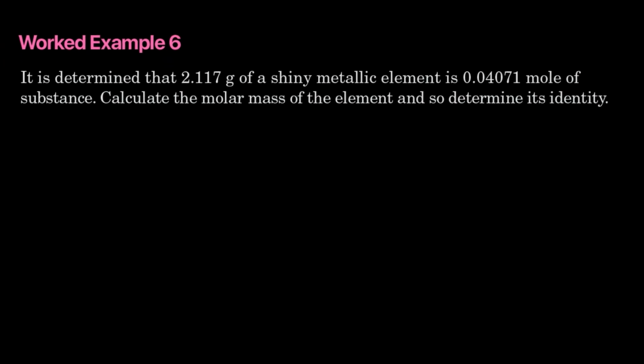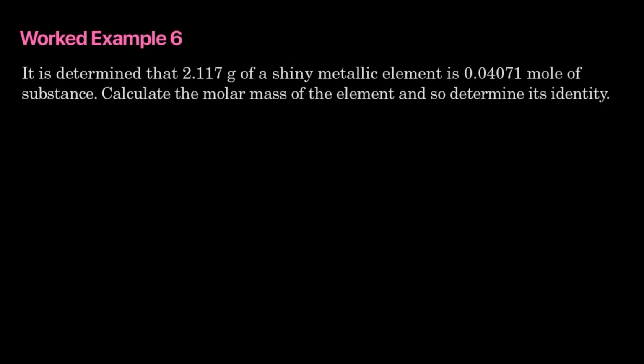Now in this worked example, what they're asking you to do is find the identity. So they've given you the mass, and they even found the moles for you. And from the mass and the moles, you've got to find the molar mass. And once you find the molar mass, you can find the Ar and hence the identity of the metal.